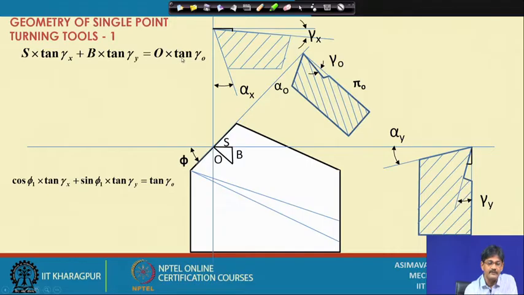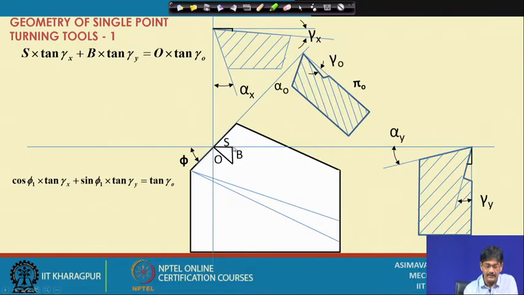That is the vertical distance down. So, here we have that particular vertical distance, O tan gamma O. This must be equal to these two distances. So, once again we will have S tan gamma x. Tan gamma x is this angle in this plane. This plane is the pi x plane.